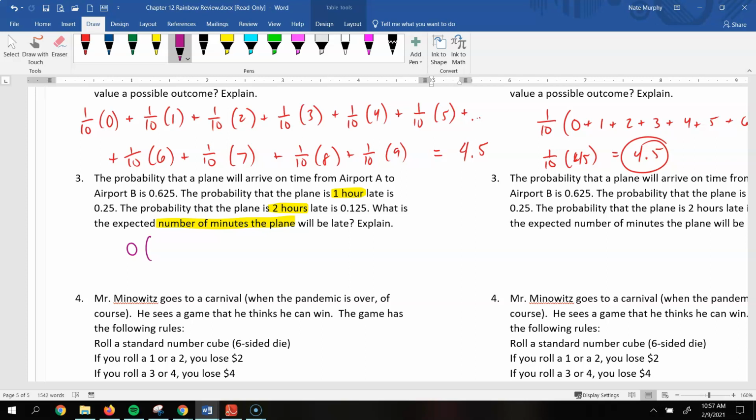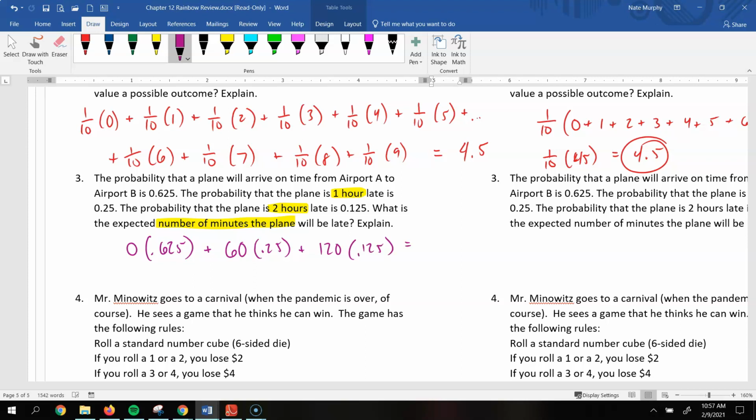If it's on time, it's going to be 0 minutes late. And the probability of that happening is 0.625. And then if it's going to be 1 hour late, well, that's 60 minutes. So it's going to be 60 minutes late, 0.25 of the time, so 25% of the time. And it's going to be 2 hours late, which would be 120 minutes late, 12.5% of the time, or 0.125.